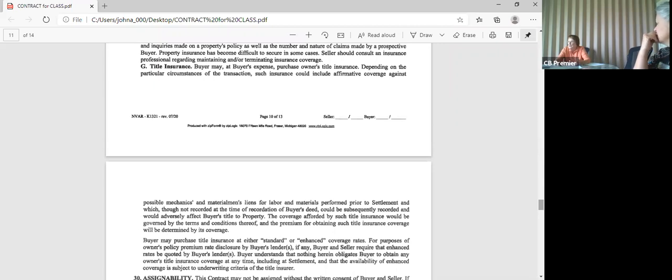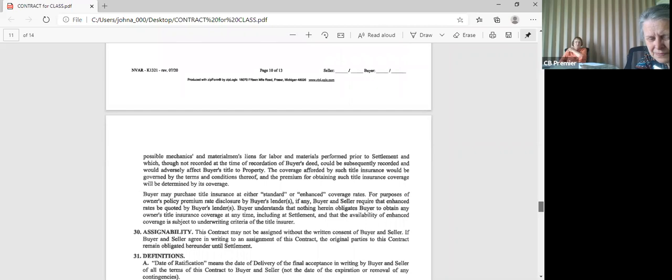Right. So if you're spending $400,000 or $300,000 on a house, and it costs you $600 or $700 to get title insurance, get it. Mm-hmm. You know, honestly. Yes. Let's see, you can buy different various kinds.